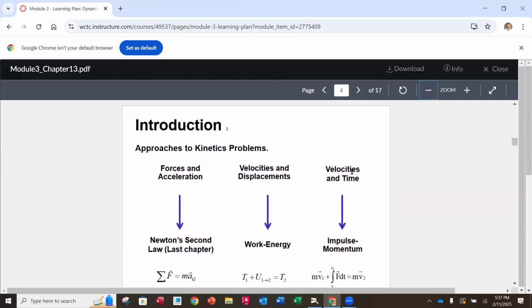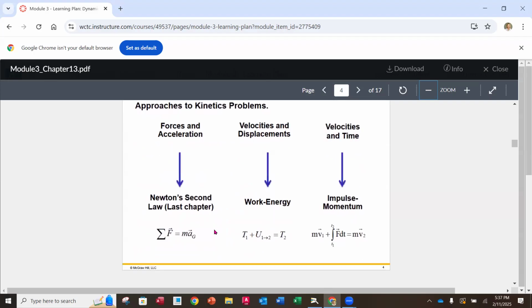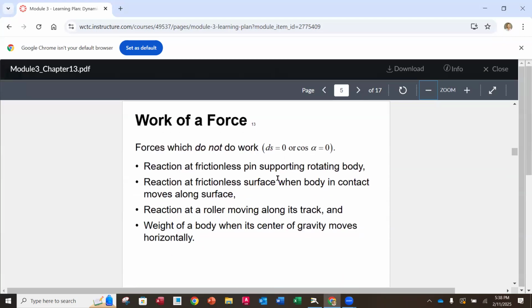So as we look here, when we're interested in forces and accelerations, Newton's law usually gets us what we need. But if we're more interested in and need to find maybe velocities and displacements, now we're going to be looking at the work energy connection. And then velocities and times are going to be the impulse and momentum. So like I said, we'll be getting to that a little bit later. We're going to be focusing in this beginning of chapter 13, right here in the middle, on the problems that we have.